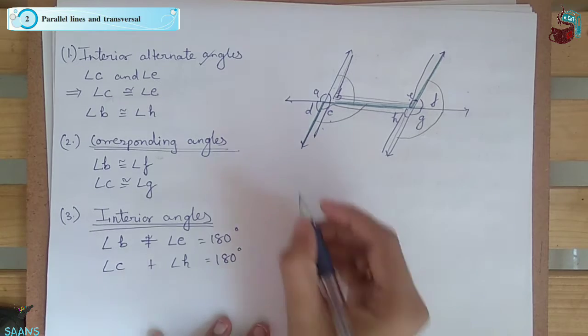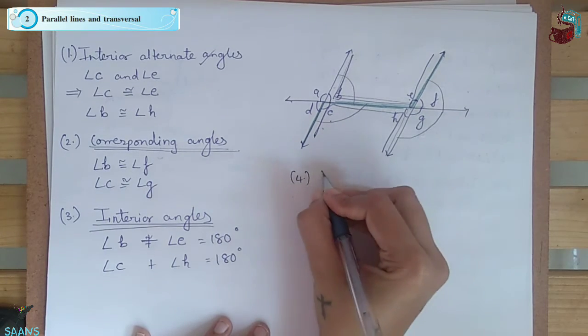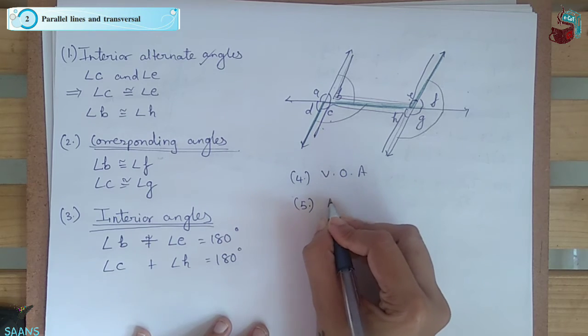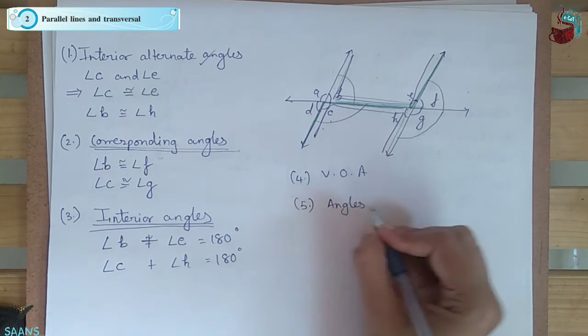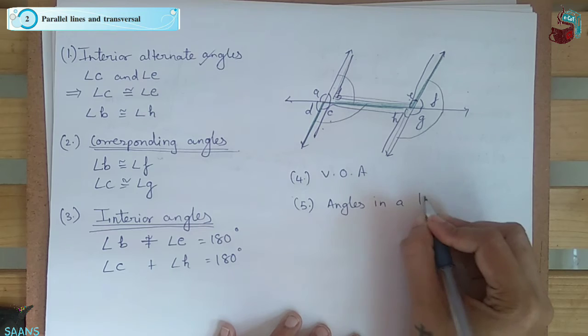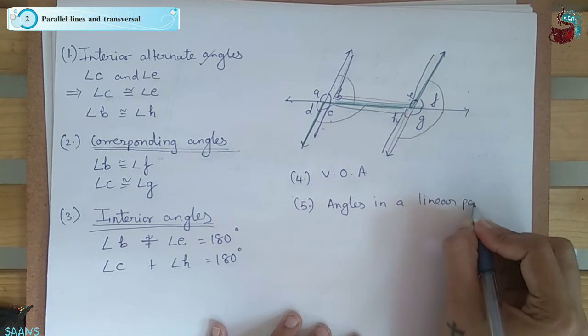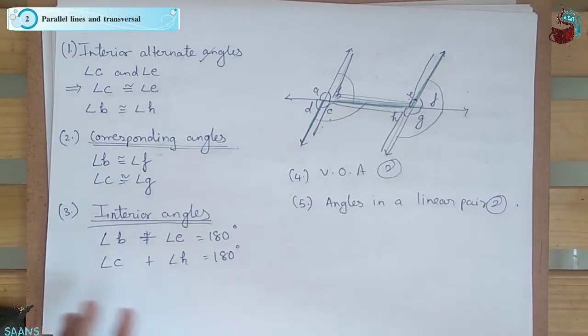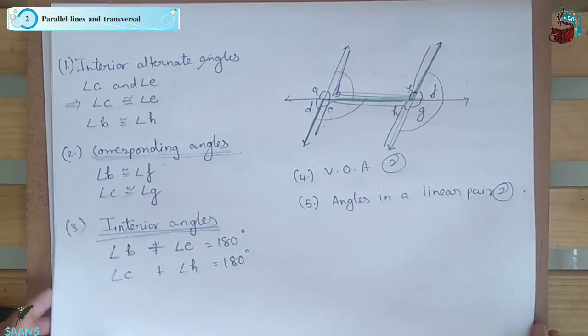Now for this, you all will be finding out vertically opposite angles, and you will also find angles in a linear pair. तो कितने फाइंड करोगे? इसके 2 फाइंड कर सकते हो और इसके 2. ठीक है, so that is for your homework.